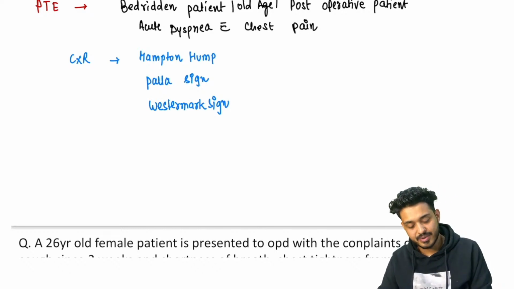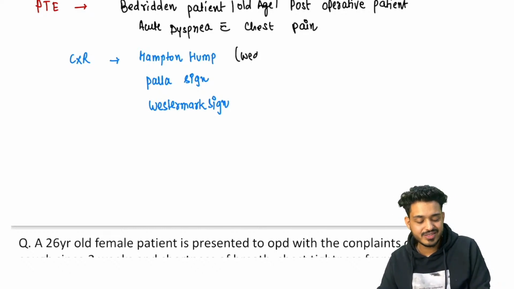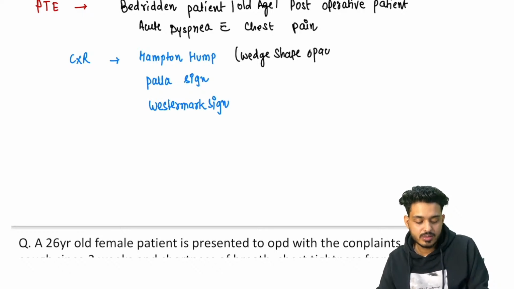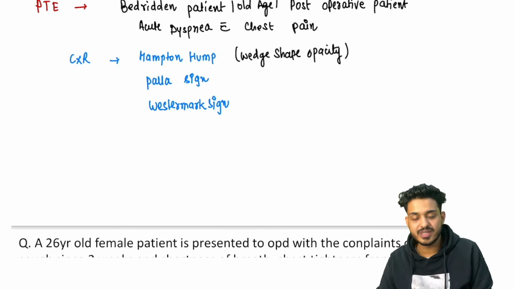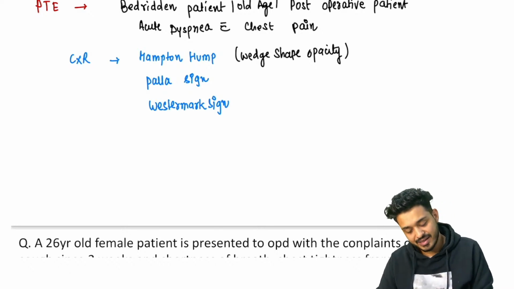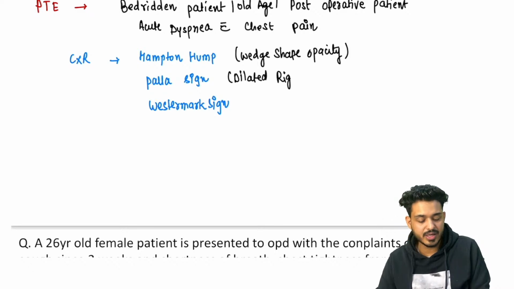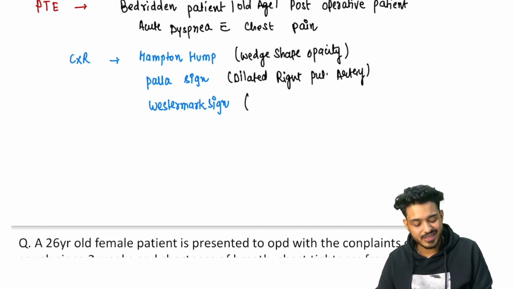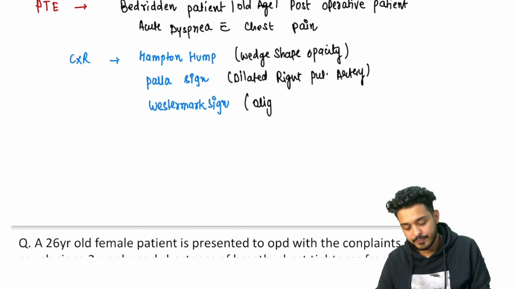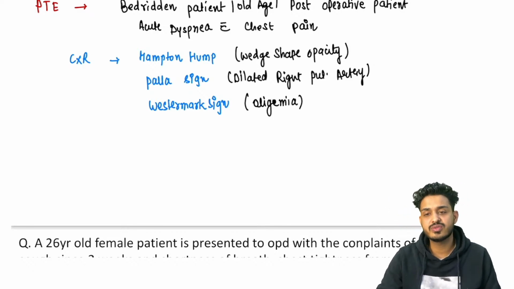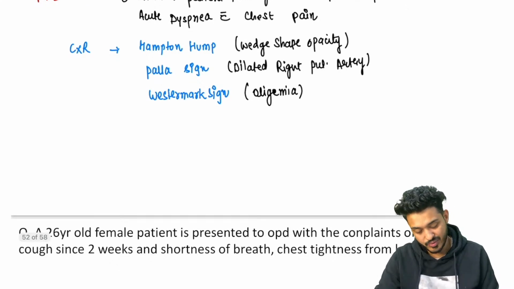So what is this Hampton's hump? This is a wedge-shaped opacity on the side of the lungs. Palla sign is a dilated right pulmonary artery. And this Westermark sign is because of oligemia. Just go through the images once and you will be able to understand what I want to talk about.